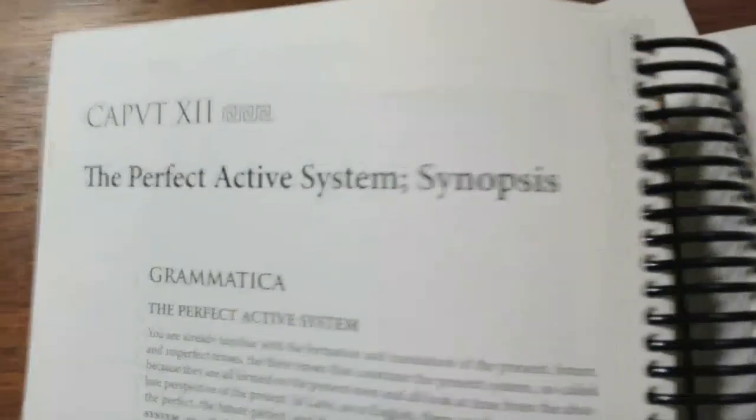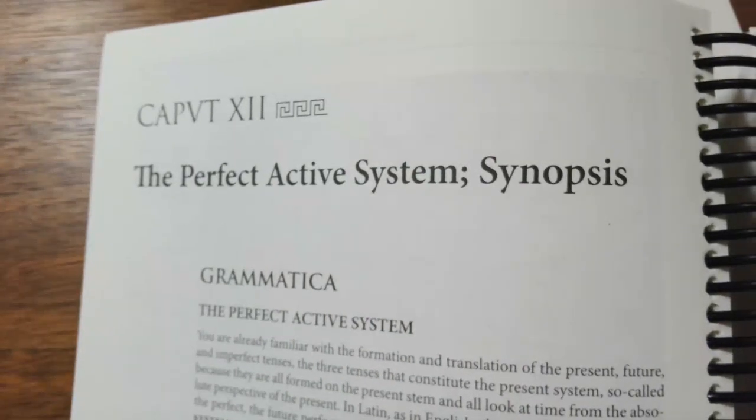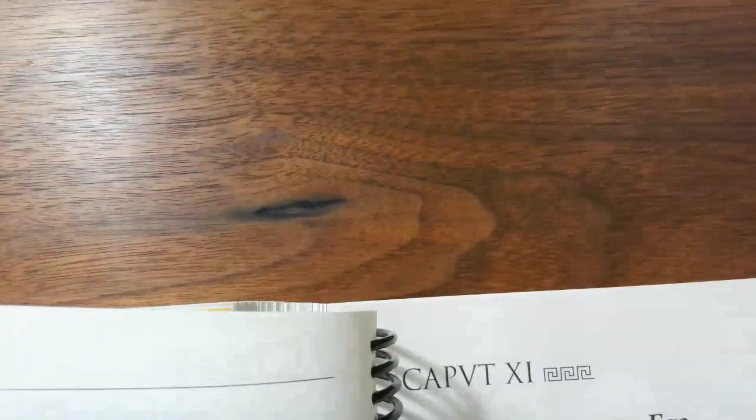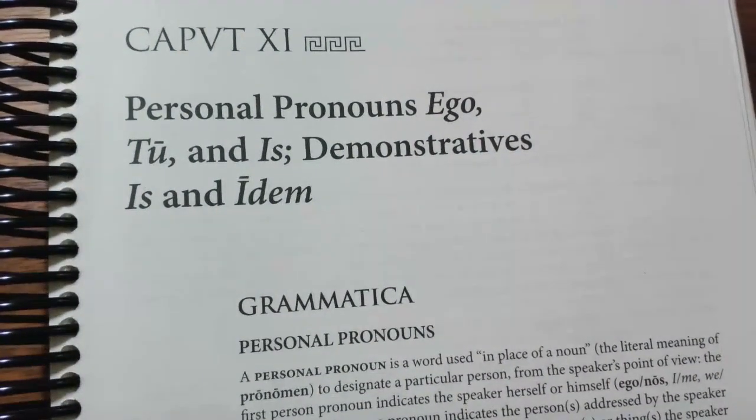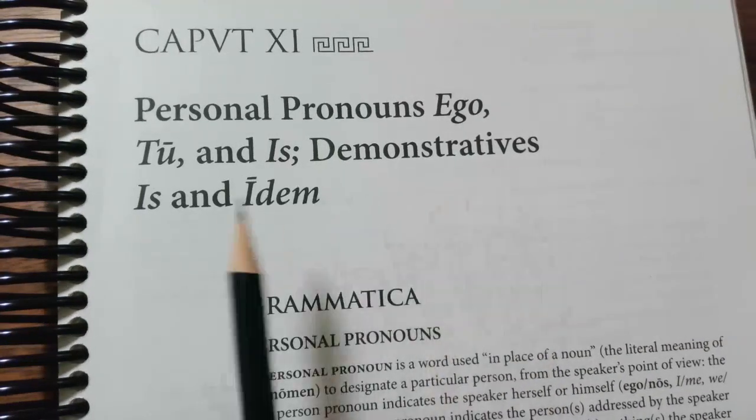All right, we are coming up on an hour, and yeah, our next lesson is going to be chapter 12, so that'll be lesson 13. Perfect active system. Okay, we're getting to the third principal part now, but that's for next time. Okay, so that is the personal pronoun. First, second, third person. Personal pronouns, ego, tu, is, ea, id, and the demonstratives, okay, is and idem.